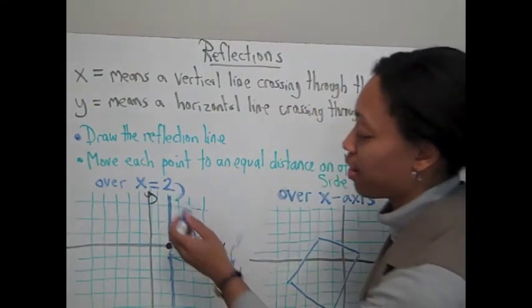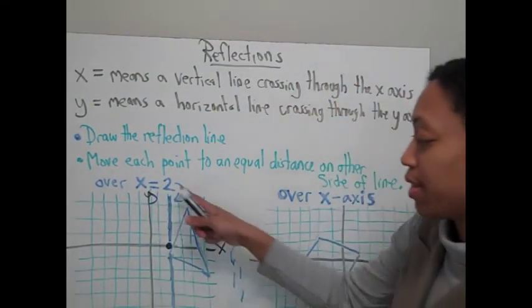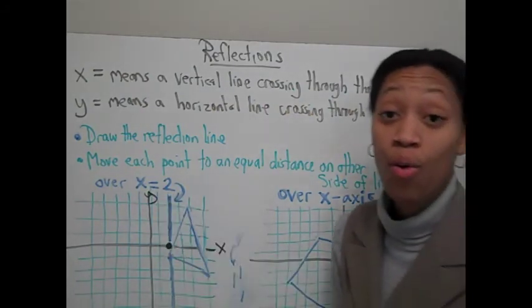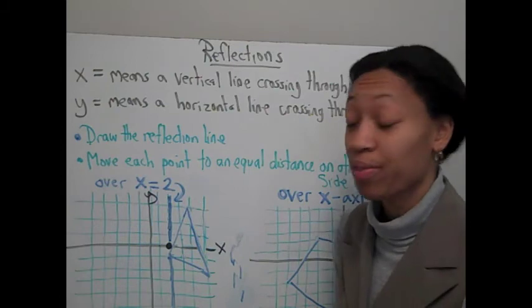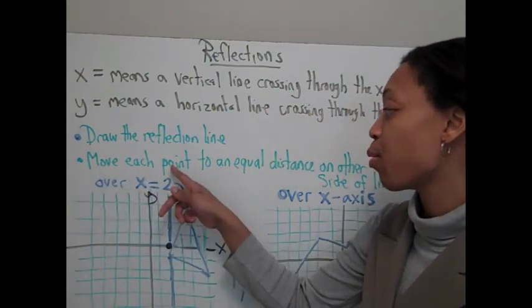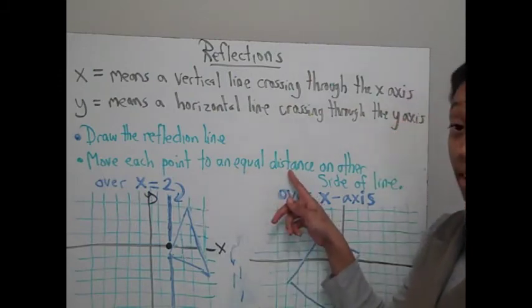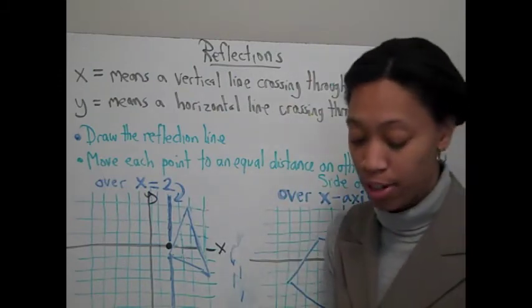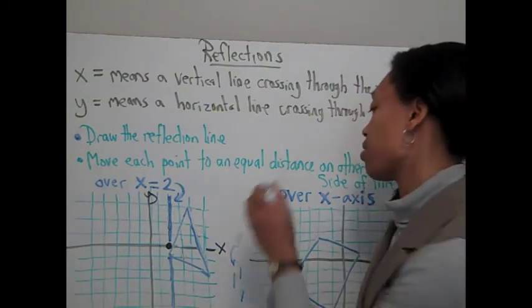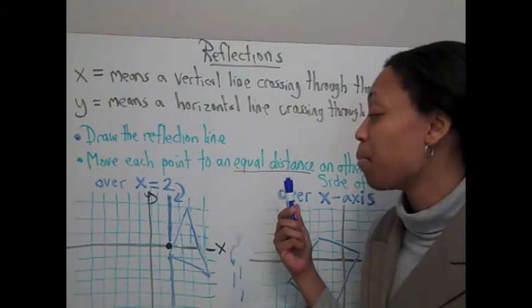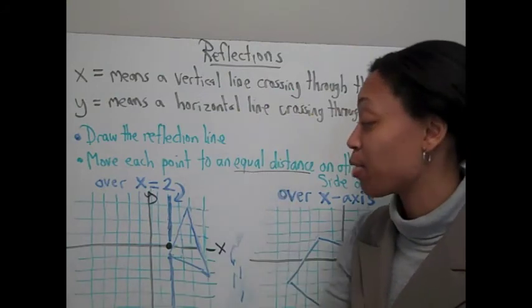Okay, my marker is dying, but hopefully you can see this blue line right here is the line x equals 2. Now, what you're going to do is you're going to move each point to an equal distance on the other side of the line. And the key words here are equal distance. However far it is on one side of the line, you're going to make it the same distance on the other side of the line.